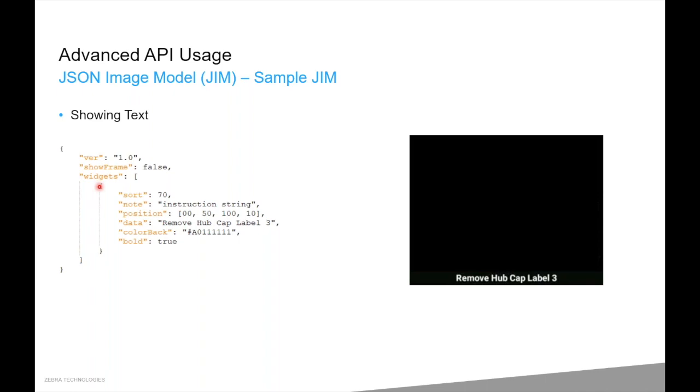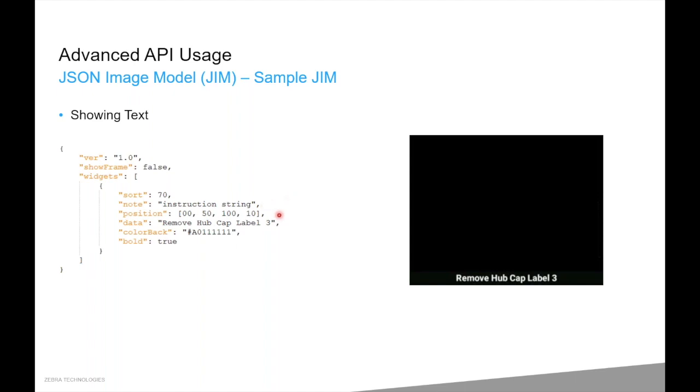So you can see here I've created one object within the array, and these are the values for this object. So we've given it a sort value of 70, so a Z position of 70. Because there's only a single widget within this array, it's kind of redundant at the moment. It doesn't matter too much, but it will do in the next examples that I show you. We've put a note here, so this is ignored by the SDK, but it's useful for you as a developer to have there so you know what widget this is referring to. So I've just put instruction string.